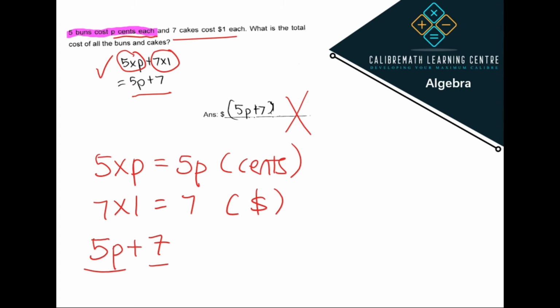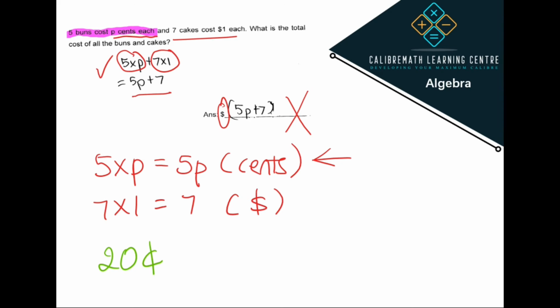So if you want to combine them together, you have to either change the 5P to dollars or the dollars to cents. But in this case, if you look at the answer over here, they want your answer in terms of dollars. So that's why you will have to convert your 5P cents to dollars. Now, how do you convert 5P cents to dollars? Well, if you're not sure, then ask yourself this question.